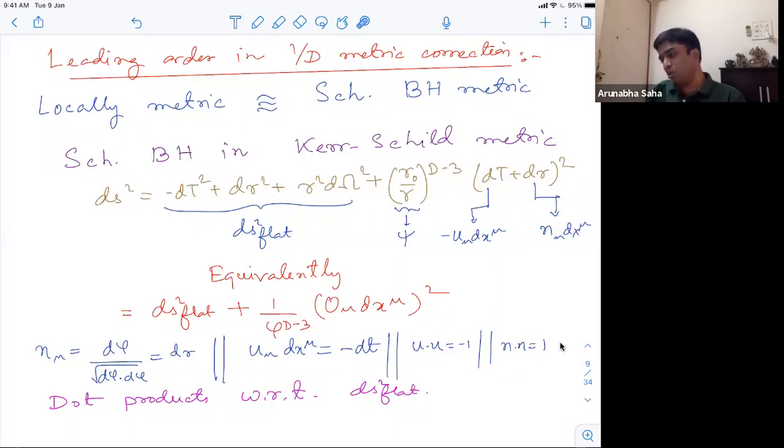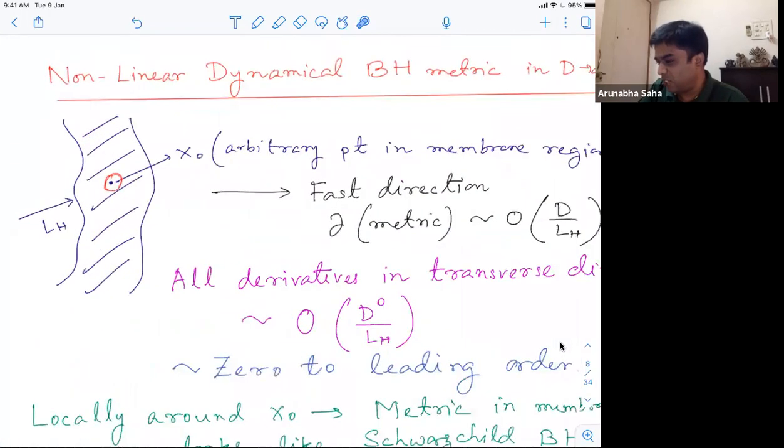Now, how do you go about doing it? Please ask questions if something is not clear. So locally, the metric actually looks like a Schwarzschild black hole. Now, we want to exploit it, and to exploit this local Schwarzschild nature of the black hole, we work in a very particular coordinate system around that point X naught that we are talking about here.